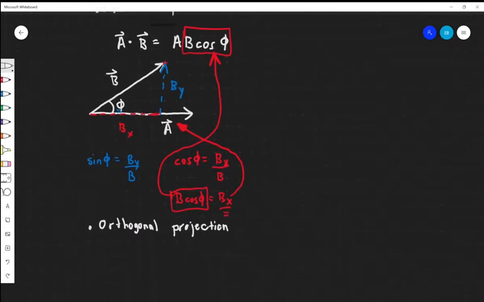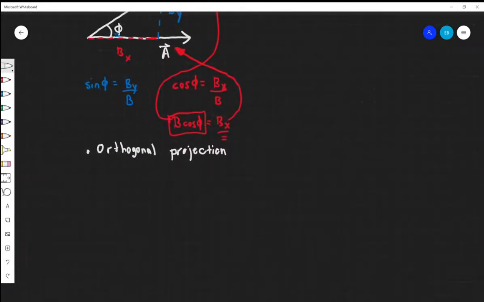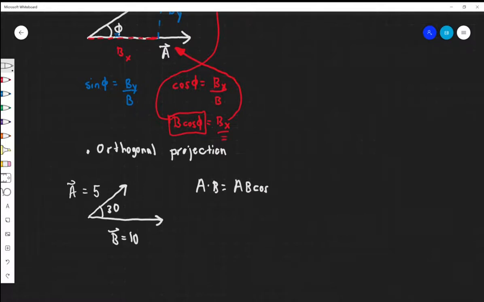So what does this look like in a problem? How do we actually do a dot product? Okay, let's say we have a vector A that is equal to 5. And we have a vector B. Let's say B is equal to 10. And there's an angle between the two that's equal to 30. If I want to do this dot product, I can do A dot B equals A times B times the cosine of phi, the angle between the two. A is equal to 5, B is equal to 10, times the cosine of this angle. This angle is 30. Plug this in, and you'll get an answer of 7.71.